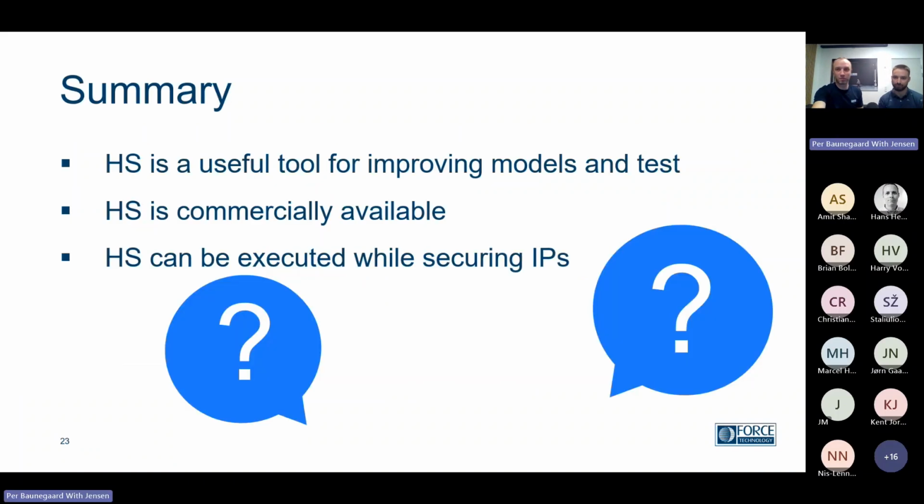Yes, we reached the 35-minute mark, so just as somewhat promised. I just want to quickly summarize what we believe we have performed. We have hopefully shown you that hybrid simulation can be a useful tool for improving models and testing. We have shown you that we have it, so it's commercially available. And in this DLTE project, we have been able to do it without compromising IP, or setting up a system that can secure IP. Now is the time for any questions.